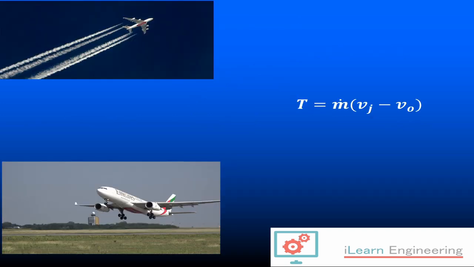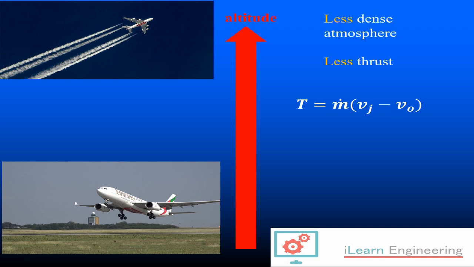So if we now look at the effect of the thrust equation on altitude, for instance, at a very high altitude, we know that the density of the atmosphere has been reduced, which means we're going to get a smaller mass flow rate and hence less thrust. So we get less thrust as we increase our altitude. However, the opposite is the case on the ground, lower down, where the atmosphere is more dense. Then we're going to get a greater mass flow rate, and therefore we will get a greater thrust, which is useful when you want to take off.